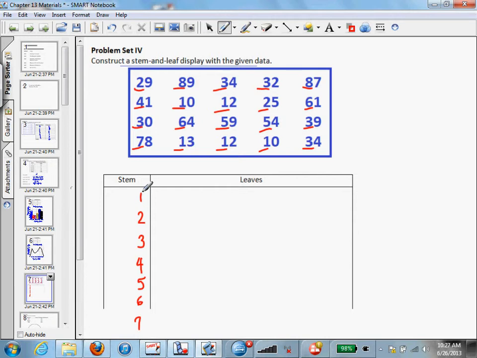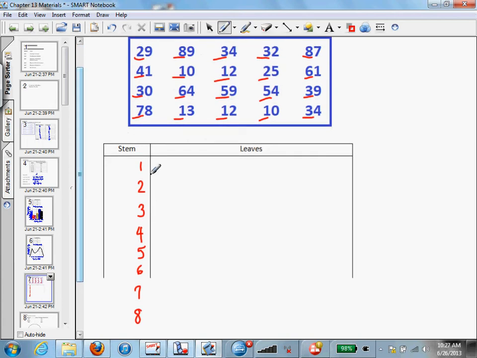So the numbers that have 1 in the beginning, we're going to list from least to greatest into our leaves. So if you look, 10, we're just going to denote that as a 0. There's another 10, let's note that as a 0. Okay, now we have 2 12s, so let's denote those with just 2. Okay, and we have 3 for 13.